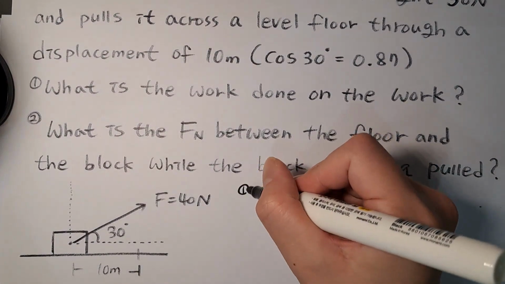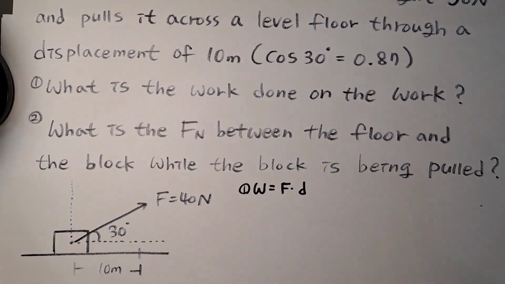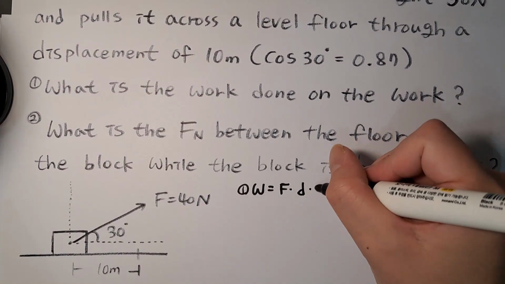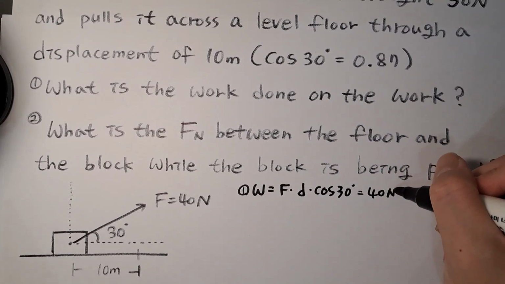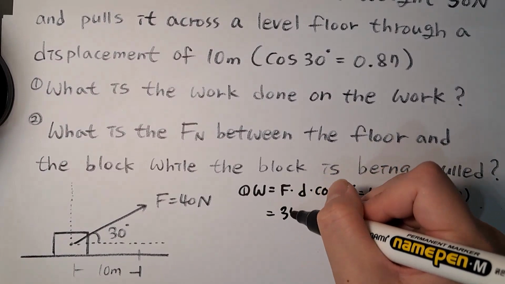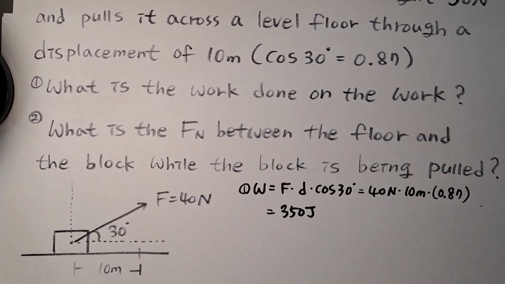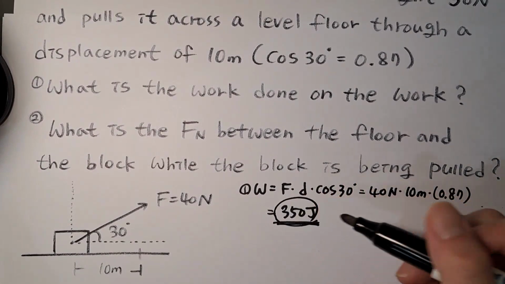We are going to apply this equation, so we can find the work by multiplying force, distance, and cosine 30 degrees. So we can find the work done is going to be 350 joules.